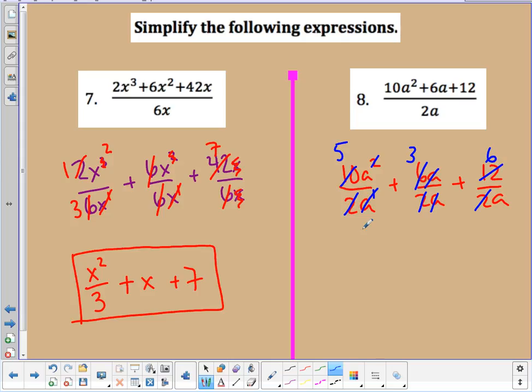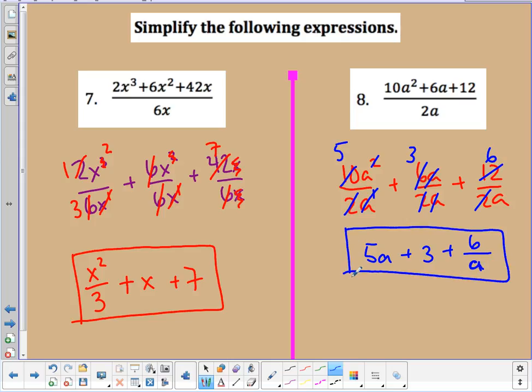So let's see what I have now. I have 5a plus a constant of 3 plus 6 divided by a at the end. That's a 6 divided by a. Hopefully you can read my handwriting there. Okay, 2 more practice examples that we're going to look at together.